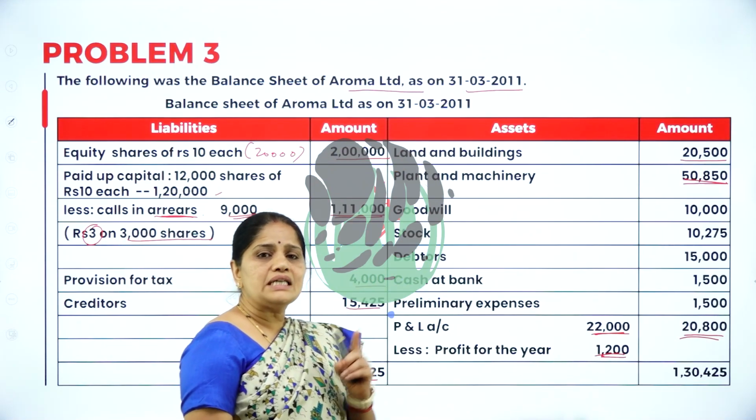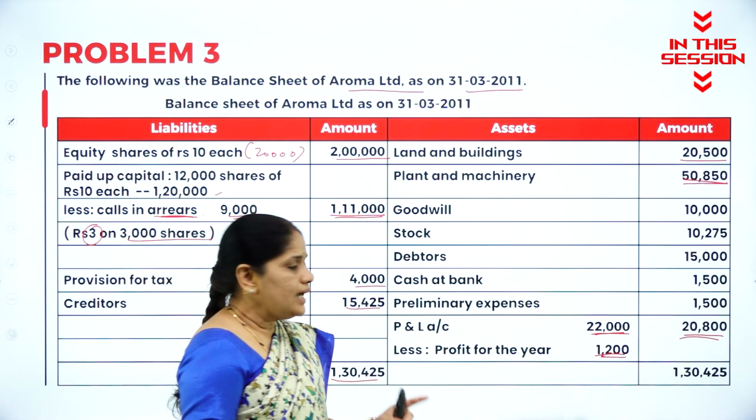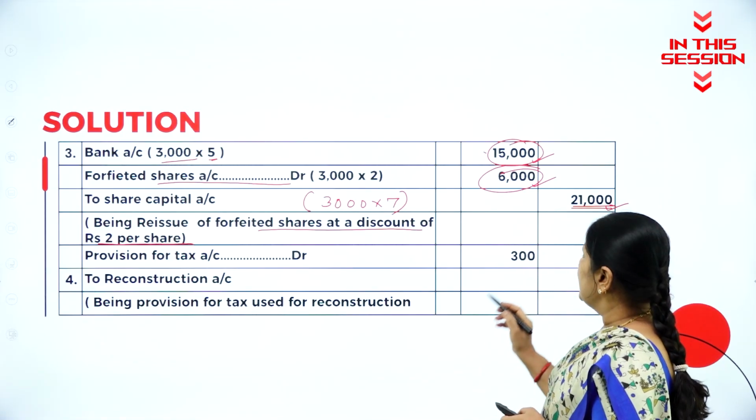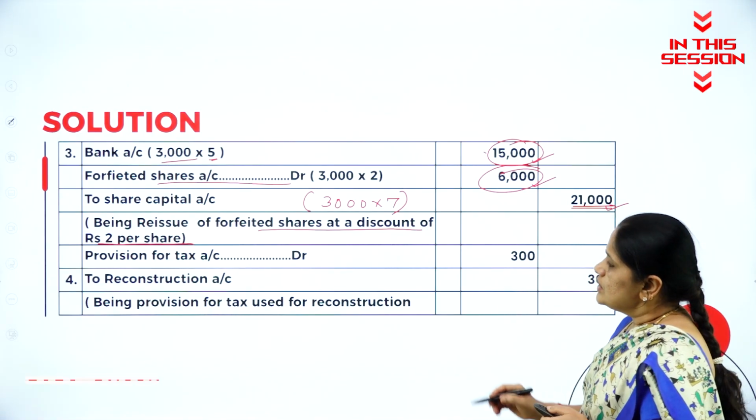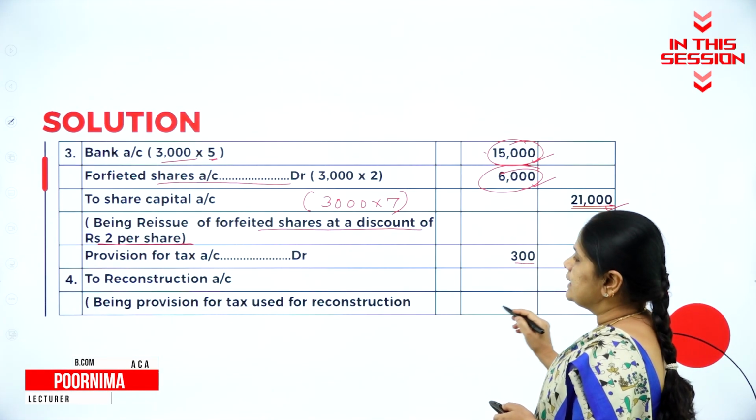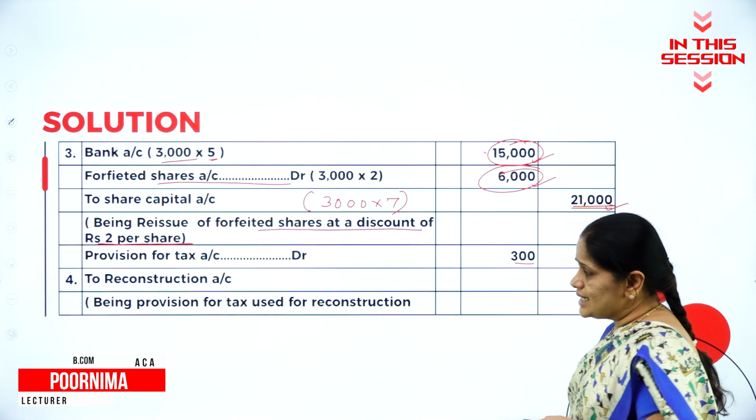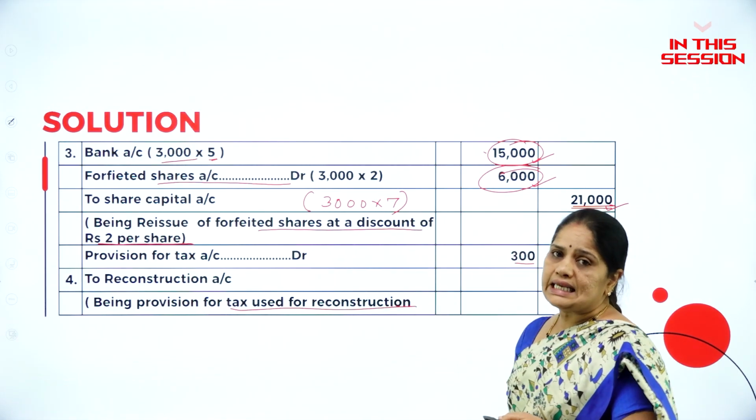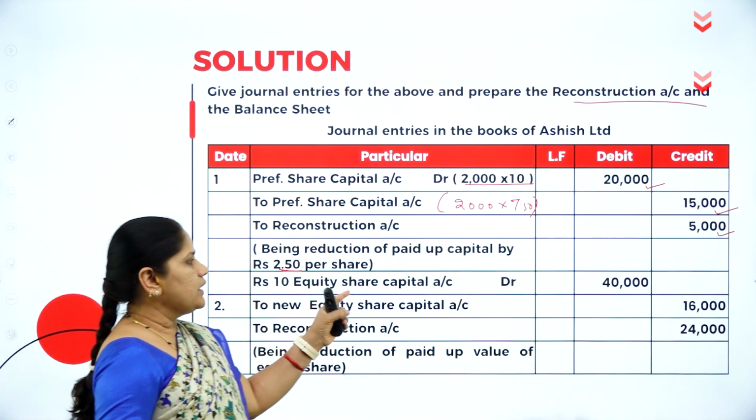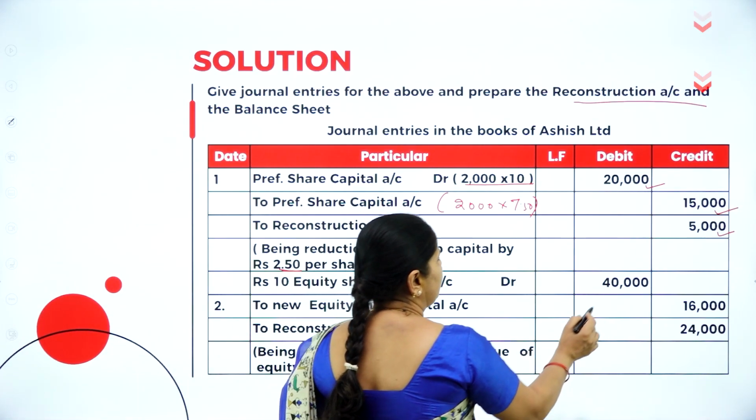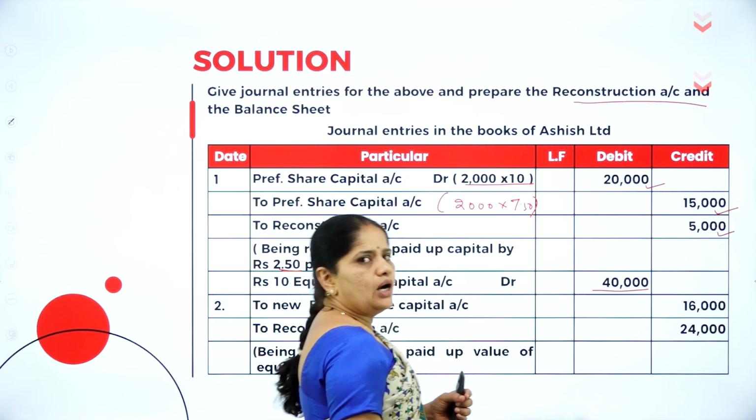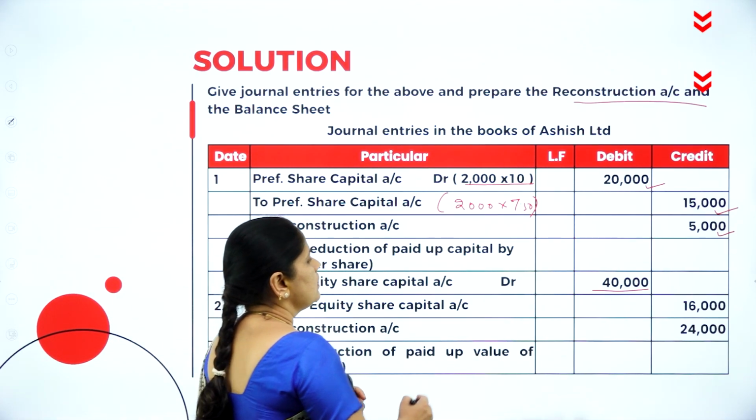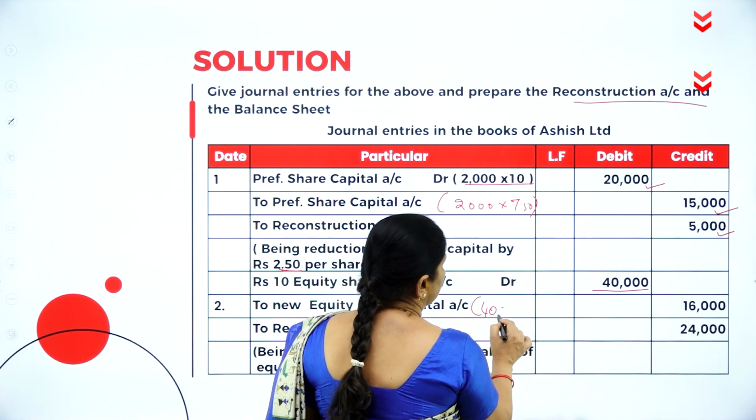Whenever it appears on the asset side of the balance sheet, it means that it is a loss. Out of that, we need only 300 rupees. So provision for tax account debit 300 to reconstruction account 300, being provision for tax used for reconstruction. Rupees 10 equity share capital account debit 40,000. So this is the old capital. Now to new equity share capital account. So that is 4,000 into 4.